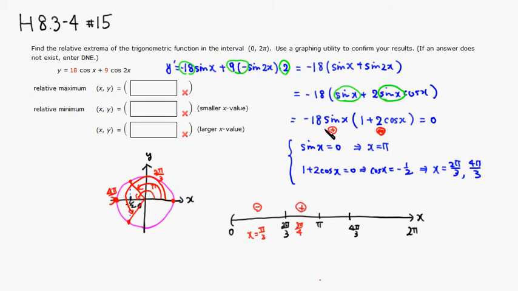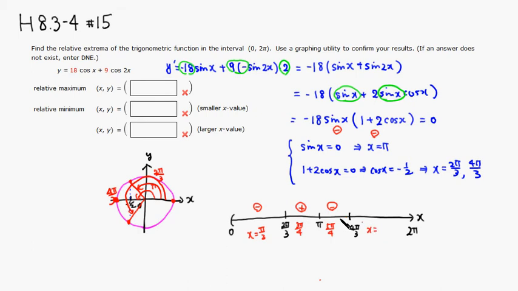After pi, maybe I should erase this so that you can start fresh. If it's bigger than pi, and maybe it's 5 pi over 4 or something like that, then sine is going to be negative, right? And cosine of 5 pi over 4 is again slightly less than negative 1/2, so that's going to be negative. So negative times negative times negative is going to be negative, right?